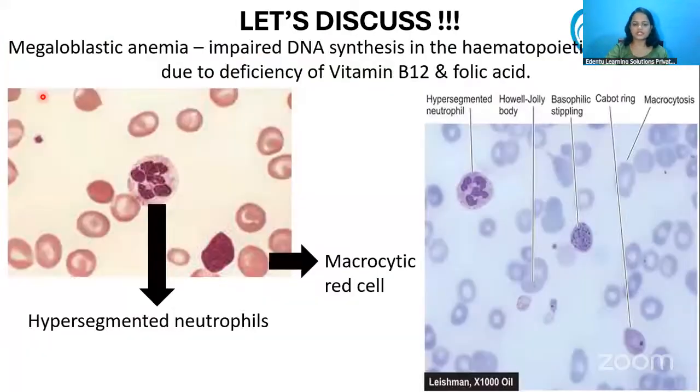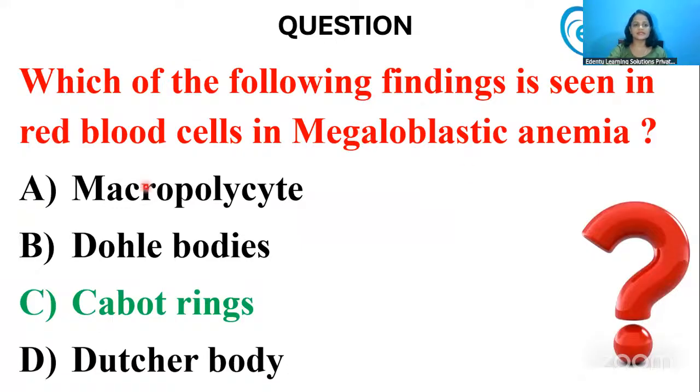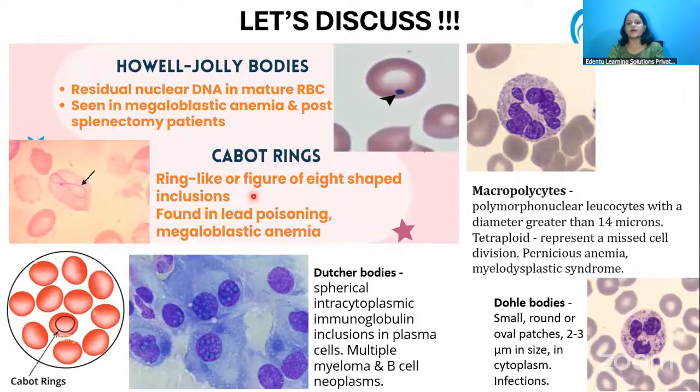In the question, it was asked which of the following findings is seen in red blood cells in megaloblastic anemia. You will be able to see only Cabot rings. Let's have a look at the other options. What is a macropolycyte? Macropolycytes are leukocytes only, especially neutrophils with a greater diameter. Very large neutrophils that are seen in pernicious anemia and in myelodysplastic syndromes are called macropolycytes.